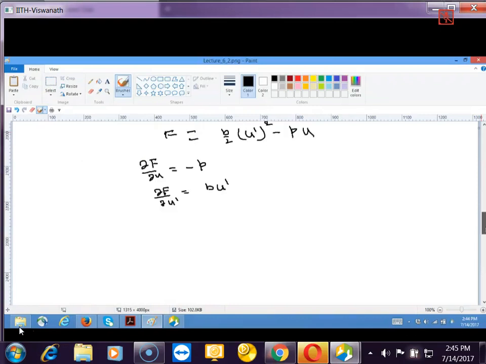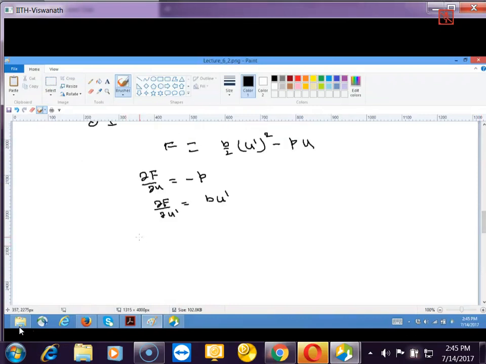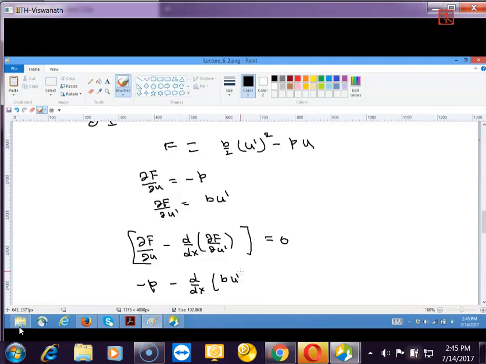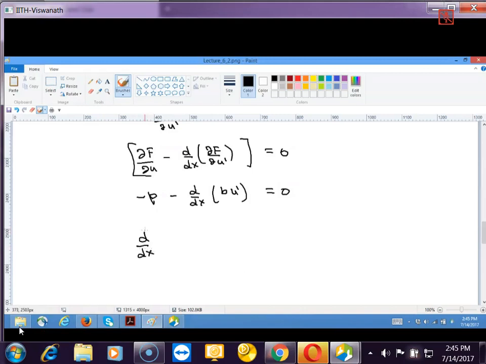Now let me see the thing. If I substitute into my Euler-Lagrange equation, dou f by dou u minus d by dx of dou f by dou u dash equals 0, that means minus p minus d by dx of (b u dash) equals 0, which I can rewrite as b d square u by dx square, b is nothing but AE, plus p equals 0.